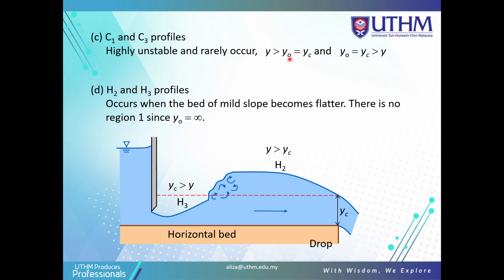The H2 and H3 profiles occur when the bed of a mild slope becomes flattest. There is no region 1, since Y naught is infinity. So this is the concept of H2 and H3. Maybe in your final they give you a diagram, and you explain the condition of this diagram or figure. You can mention the H2 and H3 profiles, based on the question.